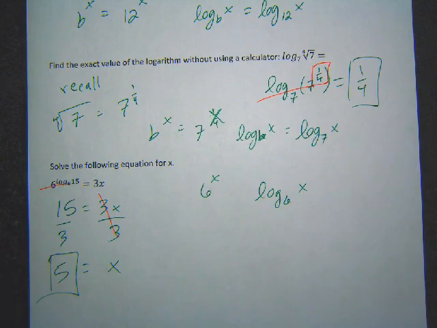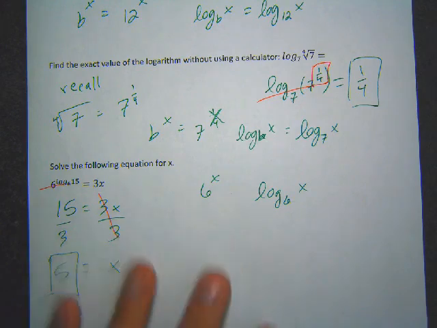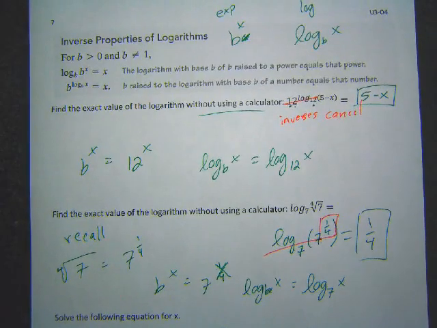But that's it. That is it for outcome 4. It's all about those product, quotient, and power rules, and then the fact that logs are inverses with exponential functions. They do cancel each other.